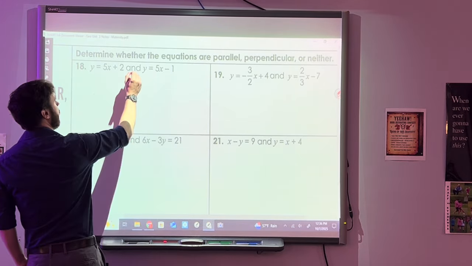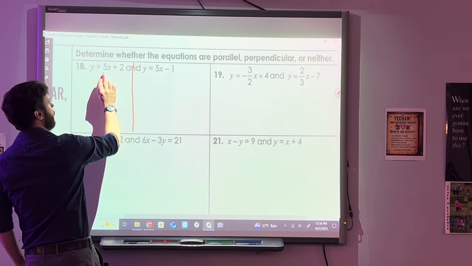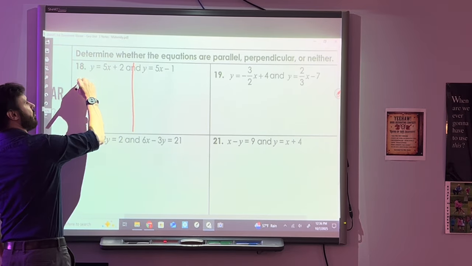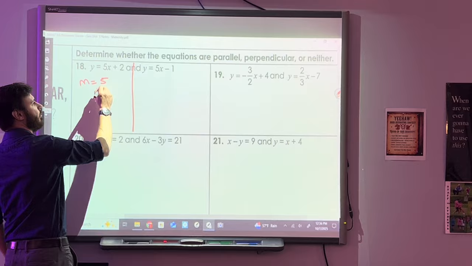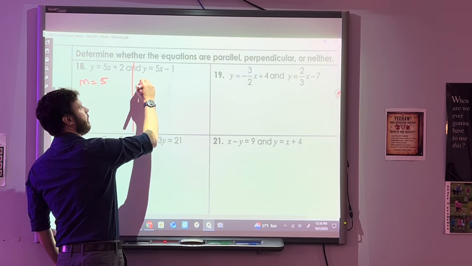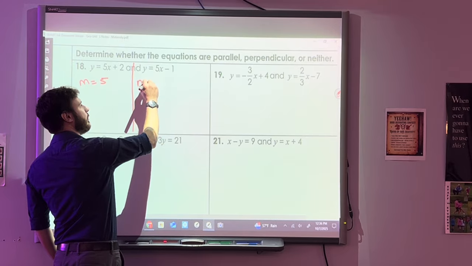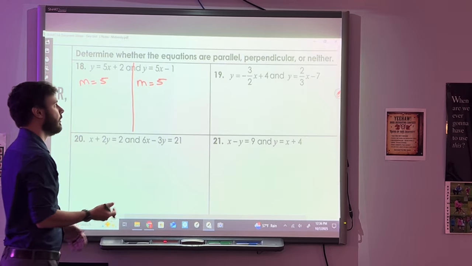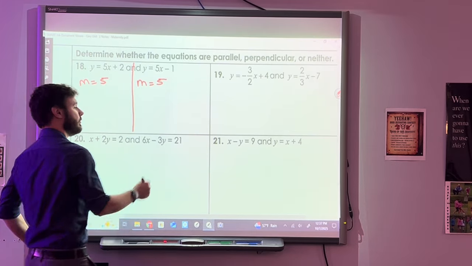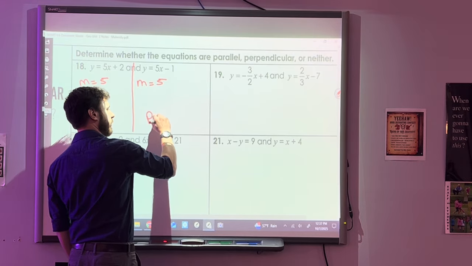This is already both in y equals. The slope here is attached to the x. Your slope is 5. Right here, your slope, sorry, not y. Your slope is 5. Okay. When you have the exact same slope, they're parallel.